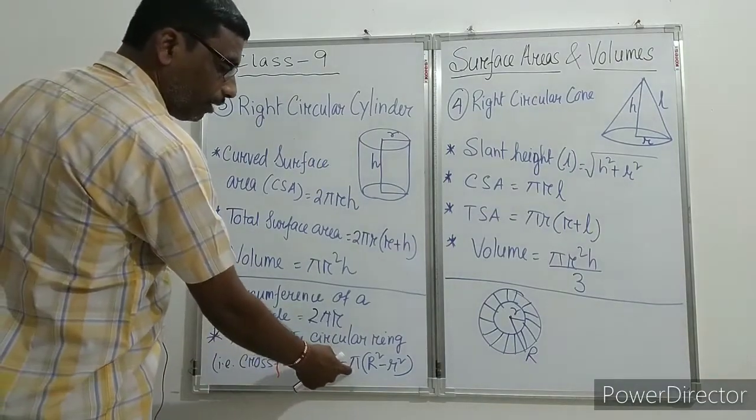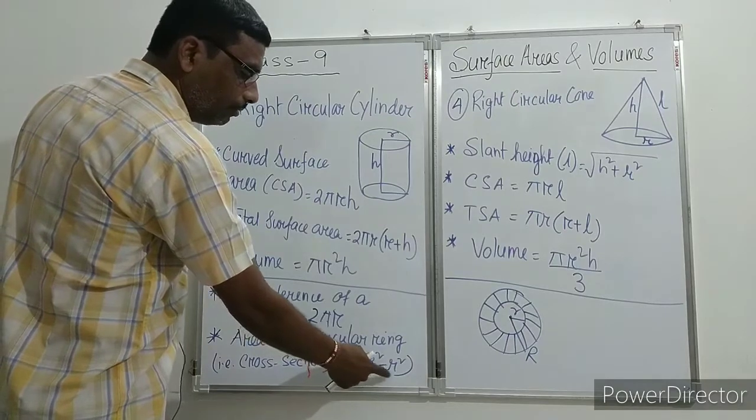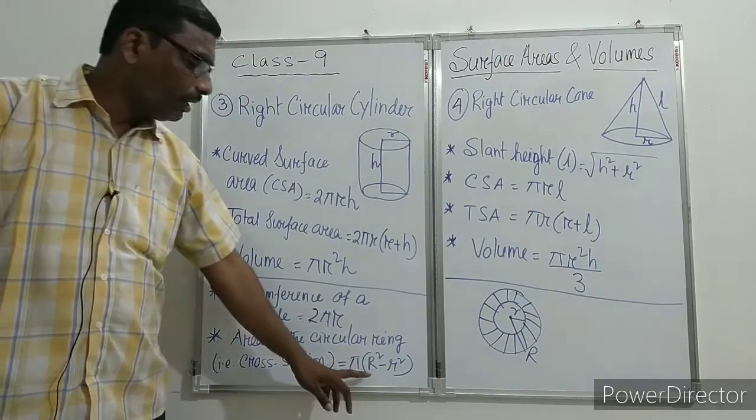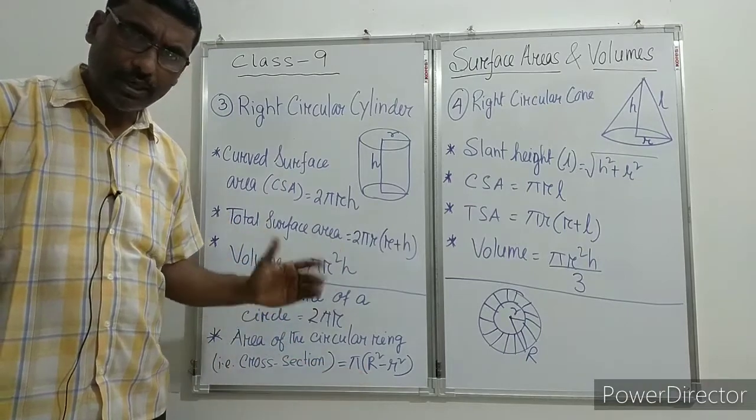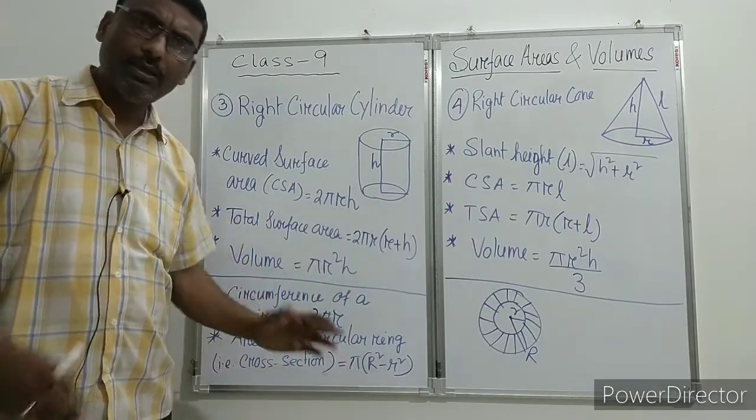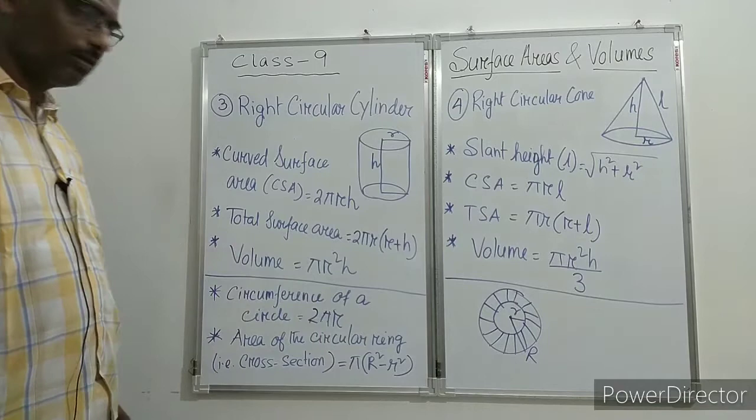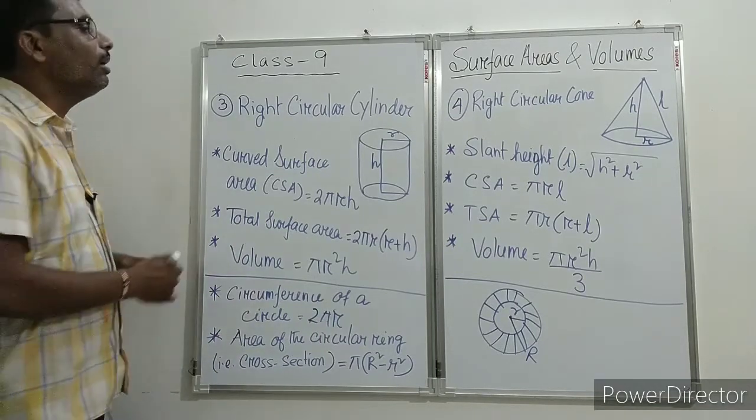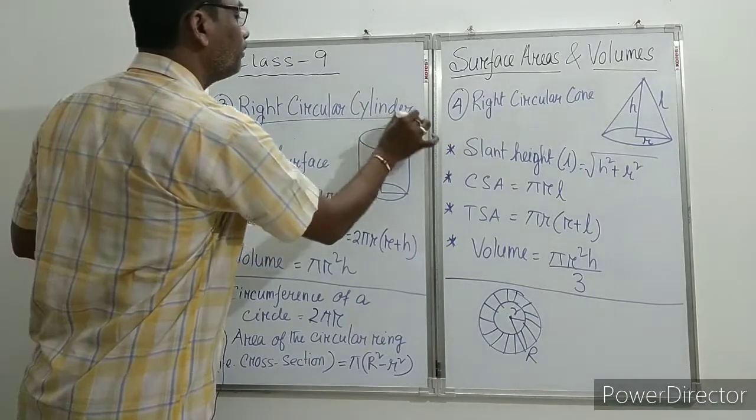Its area will be pi into R square minus r square, capital R square minus small r square. Capital R means radius of the bigger circle, small r means radius of the smaller circle. Okay, these two things you have to know first. Then come to the right circular cylinder.